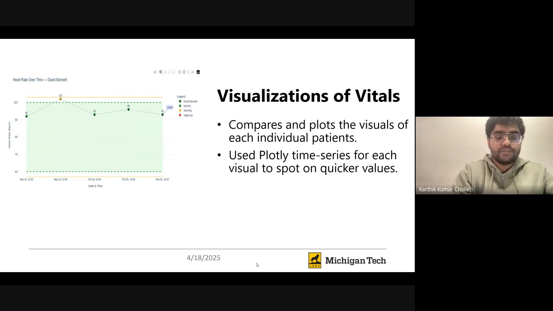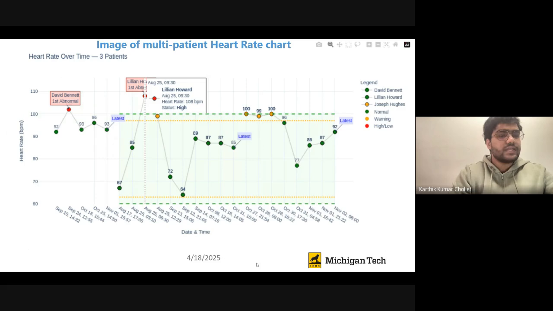Markers are labeled with values and status. We support both single-patient views and comparative multi-patient overlays. This is an example chart of multi-patient heart rates. For example, here I took a patient named Ella Adams, heart rate over the past 4 weeks. The green shaded region marks 60 to 100 BPM, and orange lines are at 57 and 103 BPM, which highlights the warning buffer, and the red markers show true outliers. You see annotations for her first abnormal and latest readings and a clear legend explaining each color.